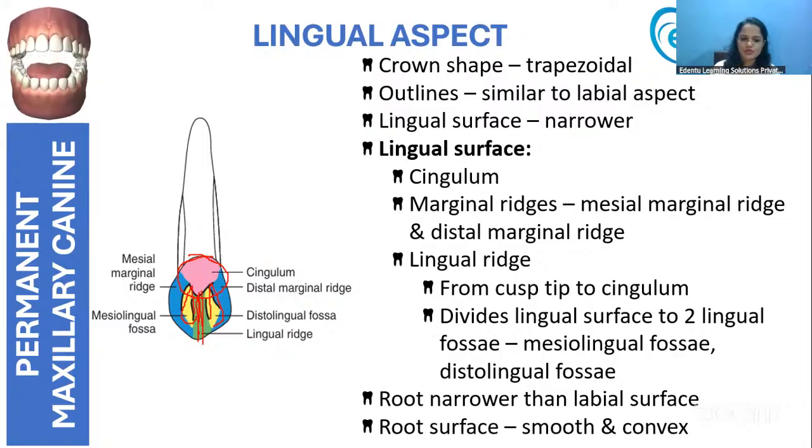Now, if you look at the tooth from the lingual aspect, it is similar to the labial aspect, cone shaped, but a little bit narrower when compared to the labial surface, and it has a smooth and convex surface also. So somewhat the labial and lingual characteristics can be similar. There will definitely be a difference in the cingulum and the fossa, but the outlines will usually be similar between the labial and lingual aspect, and likewise between the mesial and distal aspect also.